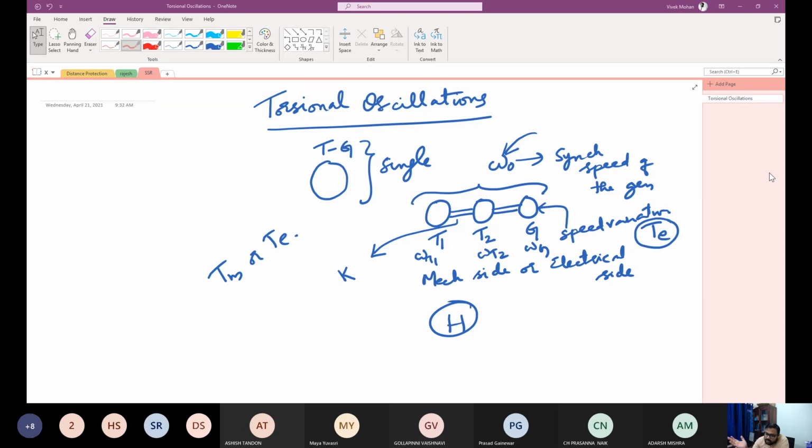Okay, so this is what we are going to study in this topic: the modeling of torsional oscillations and how the dynamics of torsional oscillations can be studied using eigenvalue analysis.